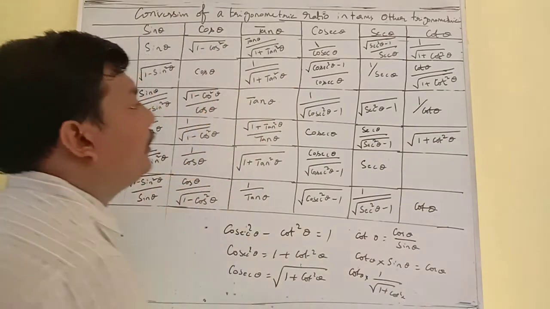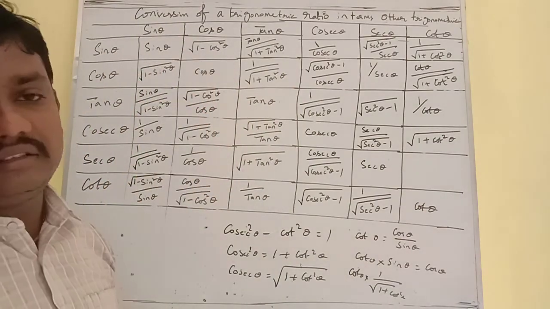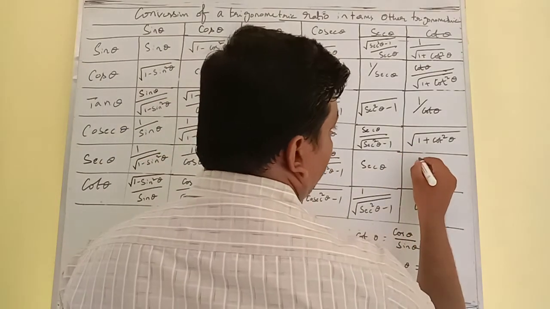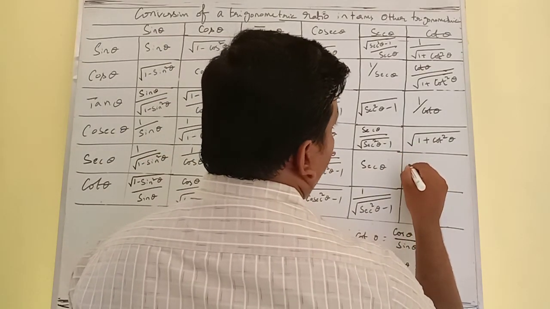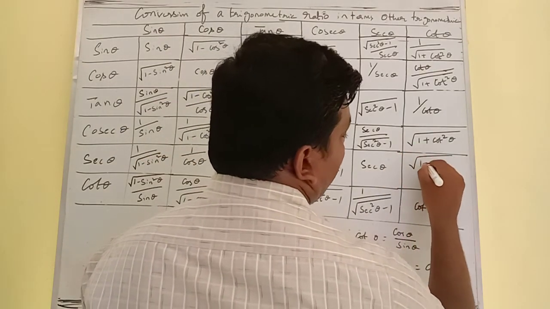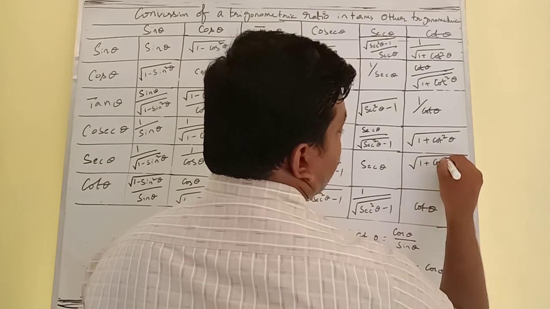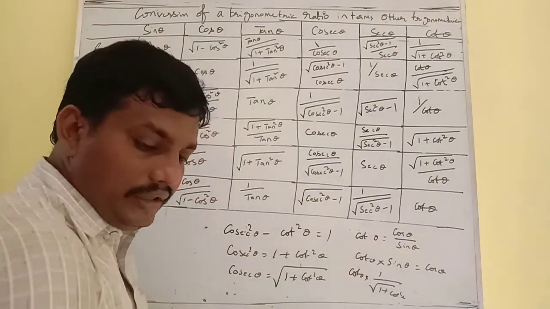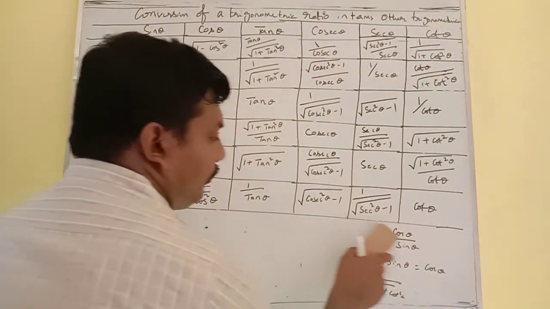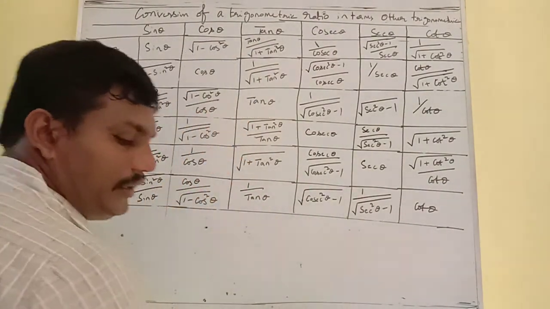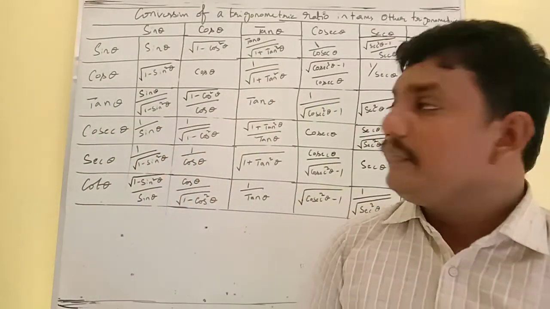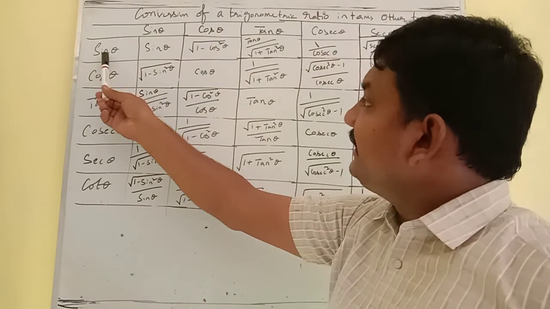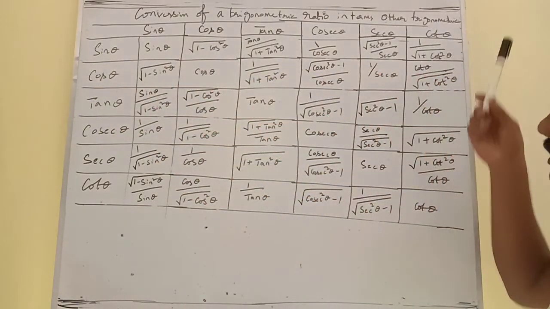This is about cos theta. Once you know cos theta, it is very simple to find secant theta. Secant theta, the reciprocal of cos theta, is root of 1 plus cot square theta by cot theta. So in this way, we convert a given trigonometric ratio in terms of all other trigonometric ratios.